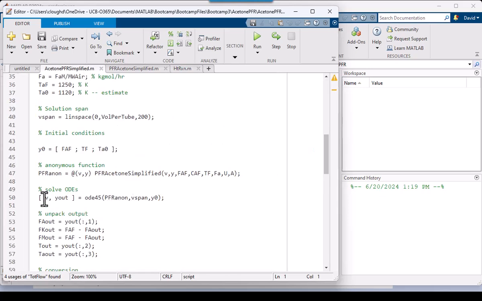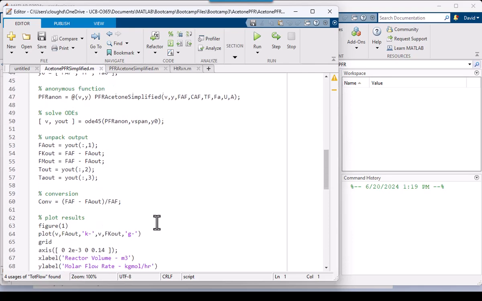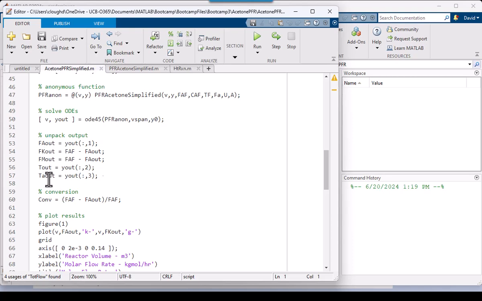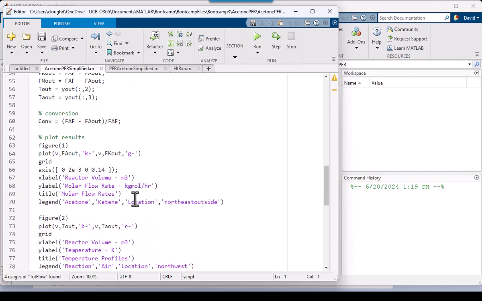We solve the equations, get our 200 points of volume in all of our dependent variables. We unpack them, right? And here we unpack acetone and then just calculate, based on an array of acetone, the ketene and methane corresponding flow rates. We have our temperature profiles. We calculate our conversion, and we do this here not in percent but fractional.